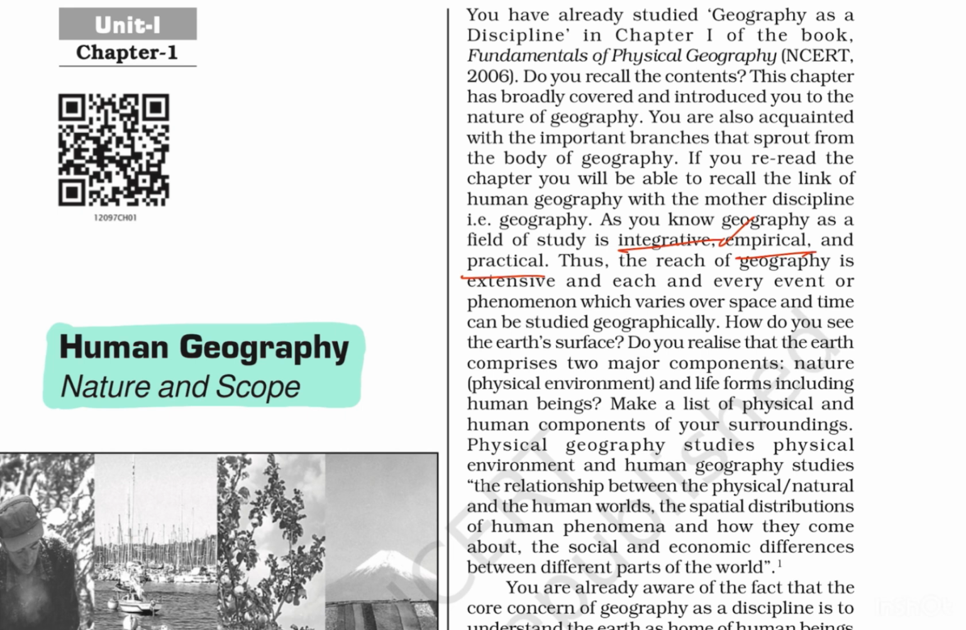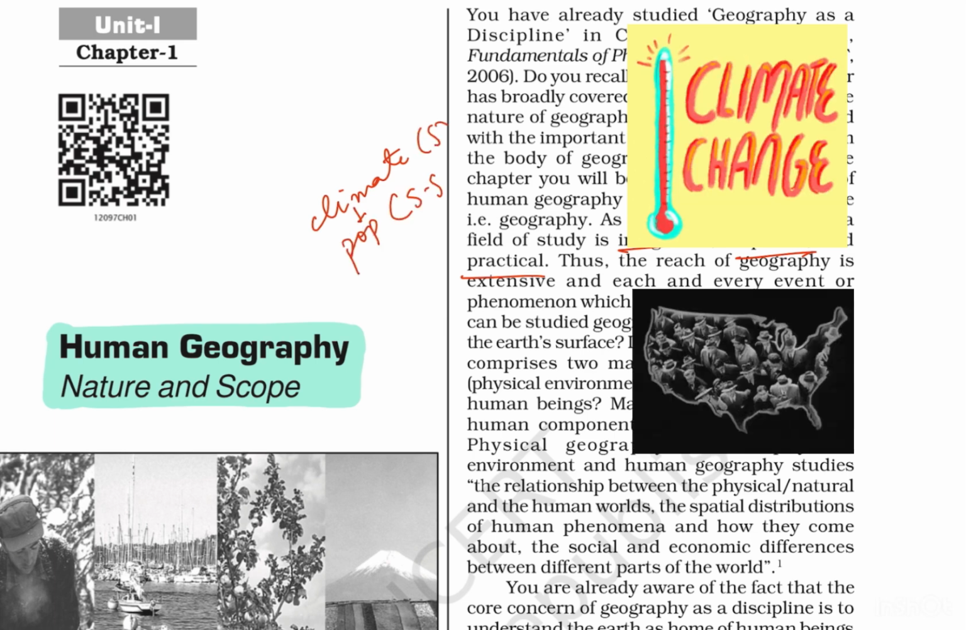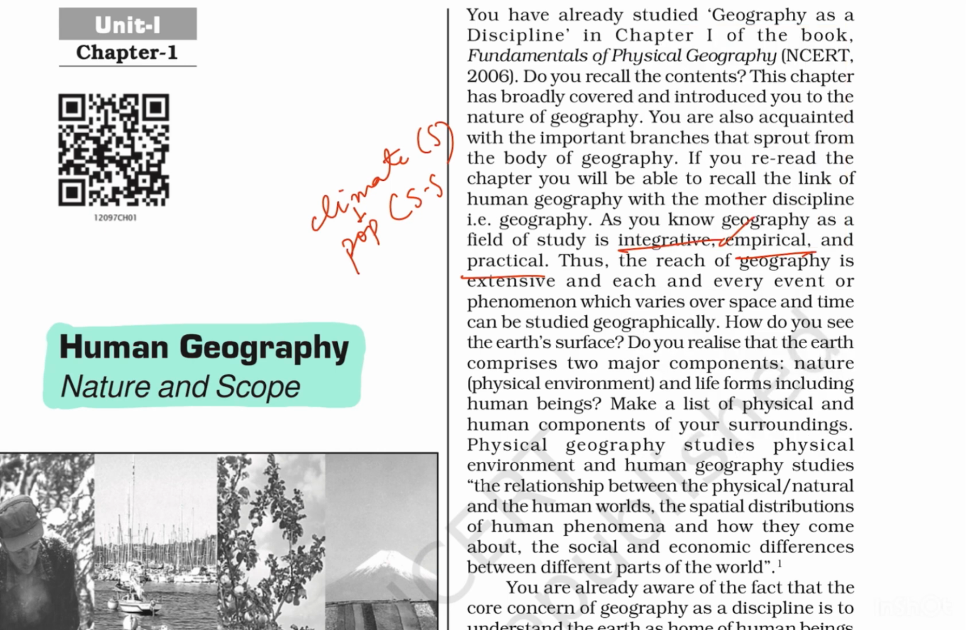So let me give an example. A geographer wants to study climate. Now climate is a part of science, okay? Climate is going to affect the population, so population will be part of social science. Then he's going to use the data from the weather stations, from the satellites. Now this is the empirical part, because empirical means that you are using data or observations, and then you are using all this data to plan disaster management, which is practical. So you see how geography works.